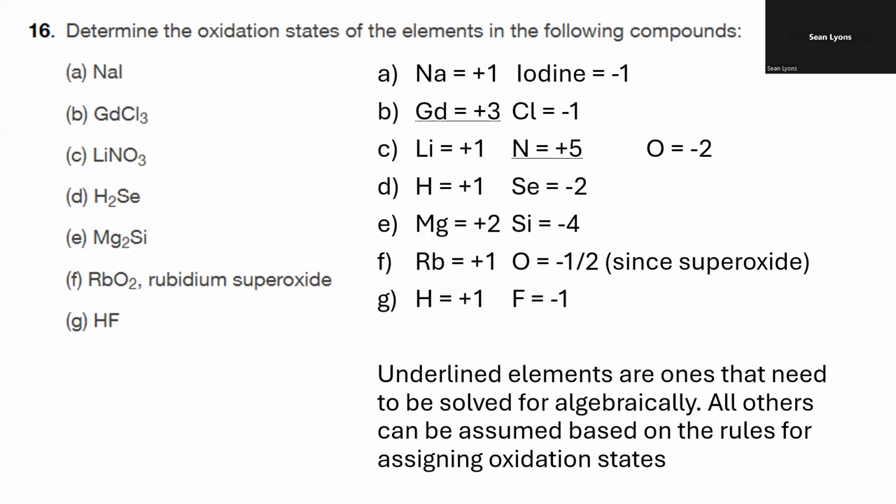Magnesium, group 2, is always going to be +2 in a compound. So if we've got 2 of those magnesiums, it's a +4 overall. So the silicon needs to be -4 to balance it out.